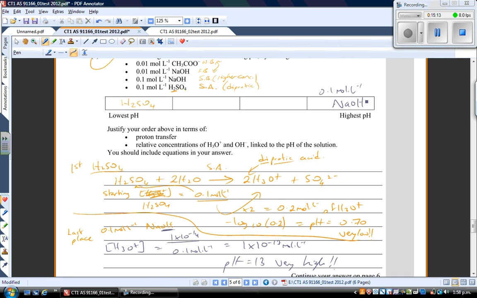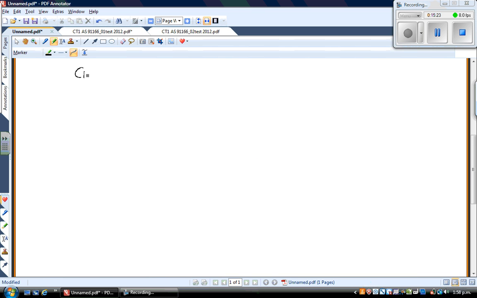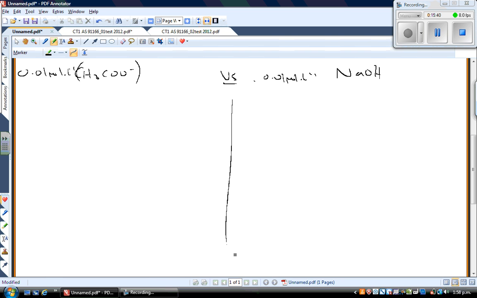So now we just need to decide between the ethanoate and the 0.01 moles per liter sodium hydroxide. So if I just go and take a new page here, and if we talk about ethanoate, CH3COO minus, first versus, so it's the same concentration of both. So 0.01 moles per liter of ethanoate versus 0.01 moles per liter of sodium hydroxide. Okay, so with ethanoate, the ethanoate ion acts as a base and accepts a proton from water. So in this case, water is acting as an acid, whereas before we saw it acting as a base, and this is the amphoteric nature of water.